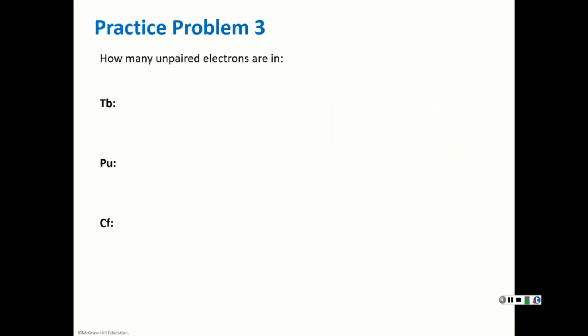Okay, let's try a final practice problem. How many unpaired electrons are in the following lanthanides or actinides? So Tb. If you look at the periodic table, Tb is a lanthanide, so its preceding noble gas will be xenon. These are easier in that they don't have charges, so we're just looking at the uncharged ground state.